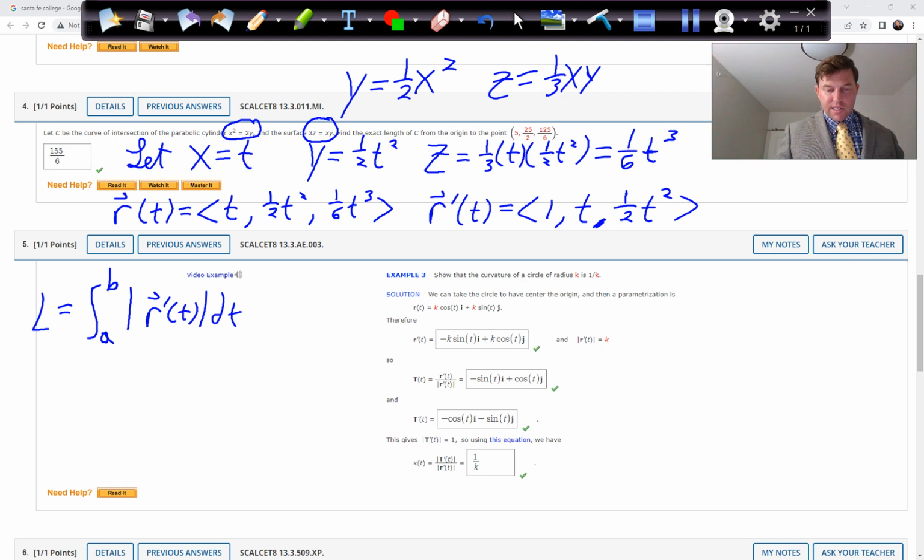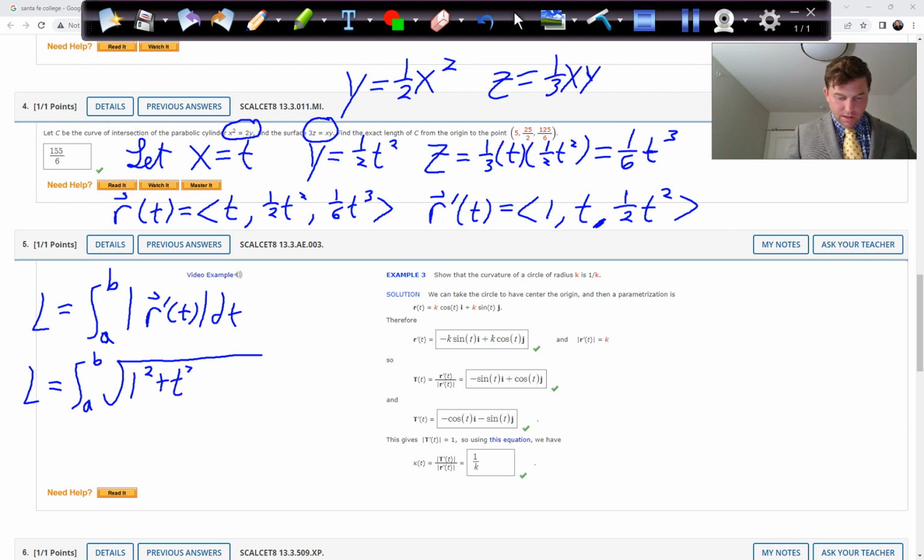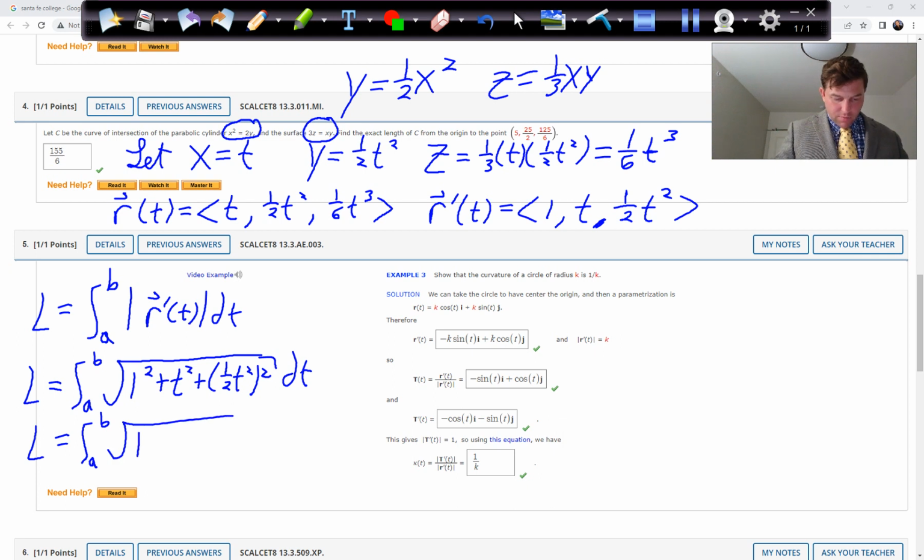And the magnitude just says the same thing we wrote in the last one. It says take each of these components squared. So L is going to go from a to b of the square root of 1 squared plus t squared plus 1/2 t squared squared dt. And we are going to get the square root of 1 plus t squared plus 1/4 t to the 4th.